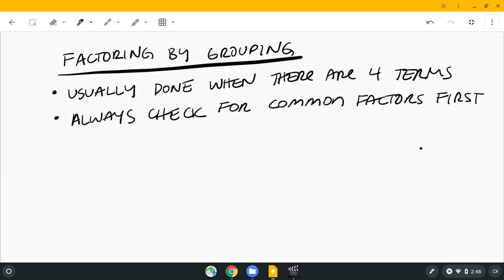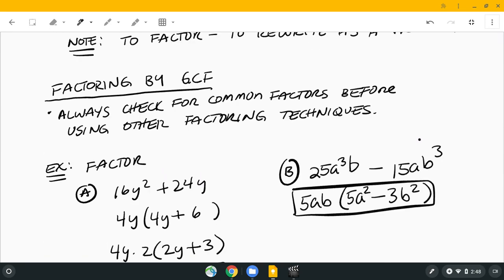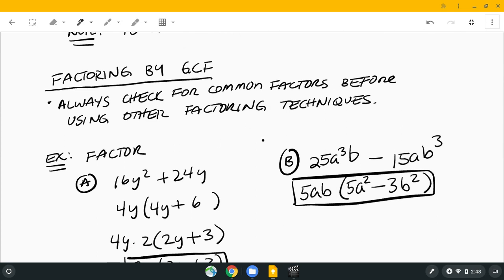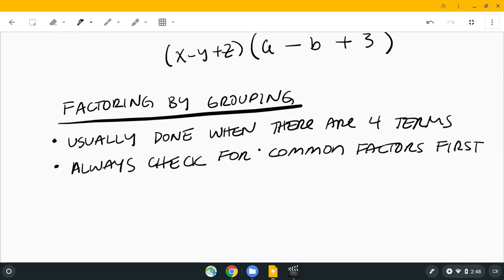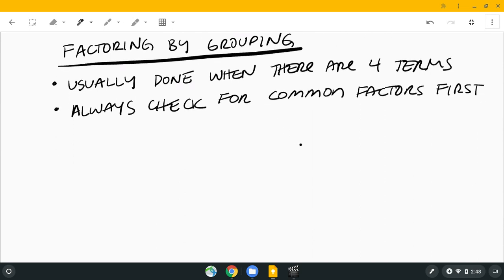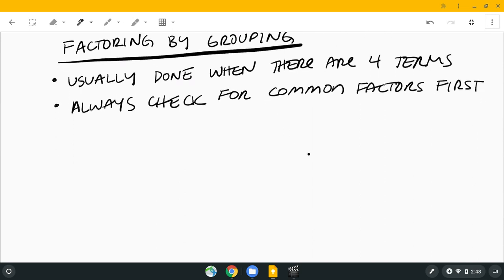And I said that way up here, always check for common factors before using other factoring techniques. So this is a new technique, and we're always going to check for common factors before we start this technique of factoring by grouping. All right, so let's take a look.